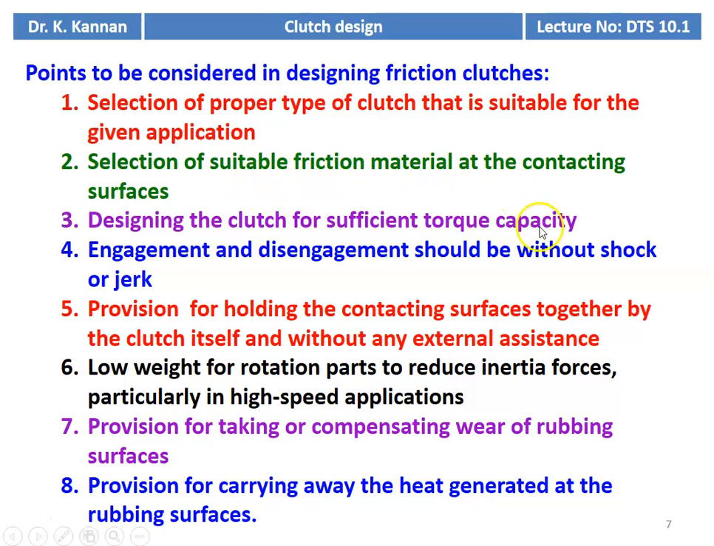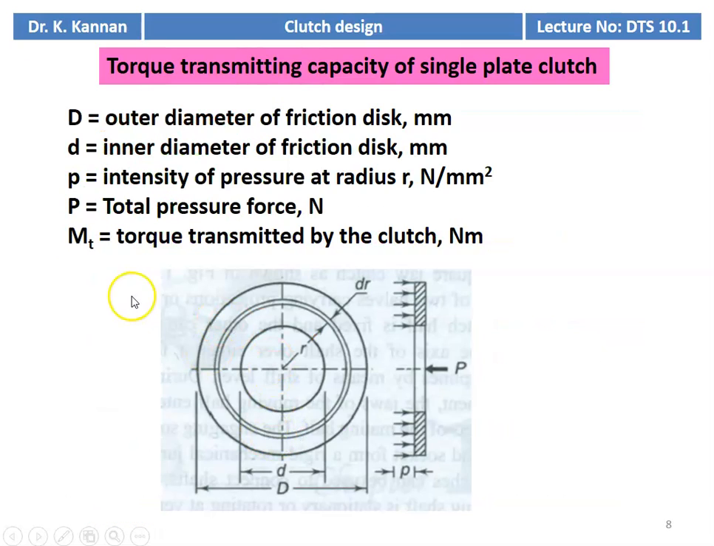Designing the clutch for sufficient torque capacity. Engagement and disengagement should be without shock or jerk. The provision for holding the contacting surfaces together by the clutch itself, without any external assistance. Low weight for rotating parts to reduce the inertia forces, particularly in high speed applications. When you have more weight, the inertia force will be very high. Provision for compensating wear of the rubbing surfaces. The provision for carrying away the heat generated at the rubbing surfaces. There should be some cooling mechanism for the clutches. And first we take the single plate clutch.